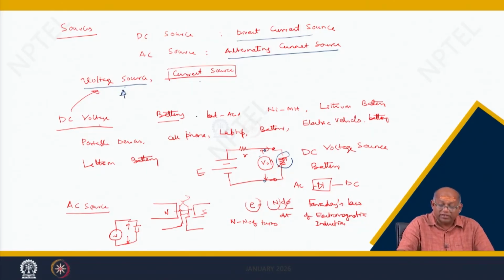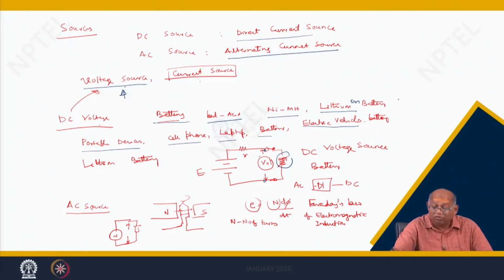And we have DC voltage source, it can be AC voltage source. DC voltage sources are mostly batteries, which can be lead acid batteries, nickel metal hydride batteries, lithium batteries, lithium ion, they are called lithium ion batteries. Then they are used in portable devices such as cell phone, laptop, battery, electric vehicles, sensor nodes.